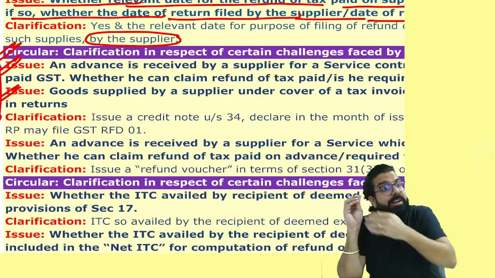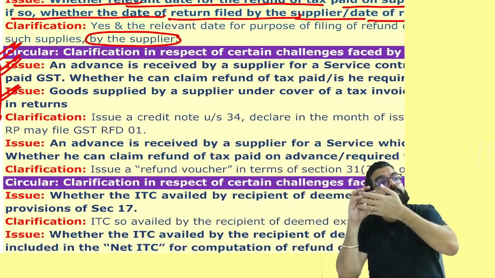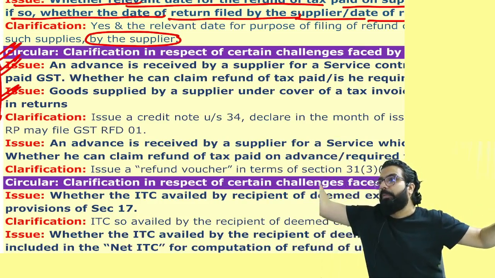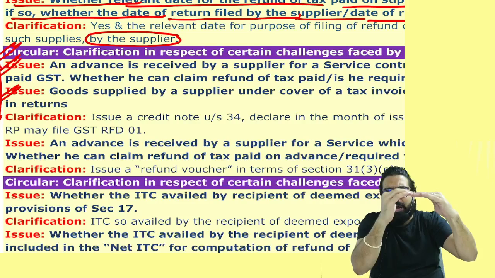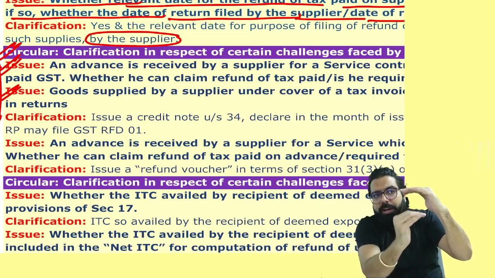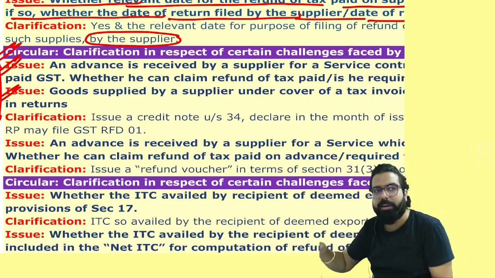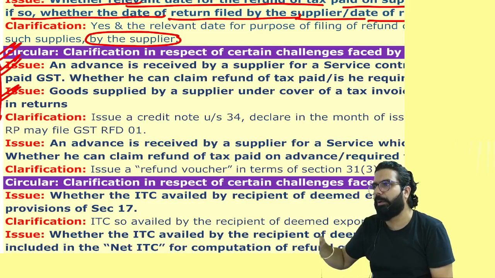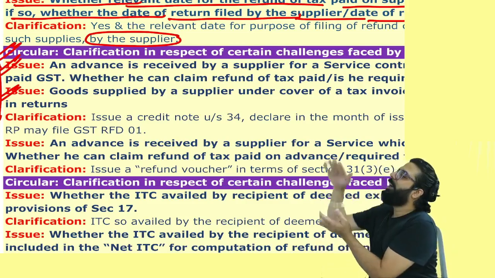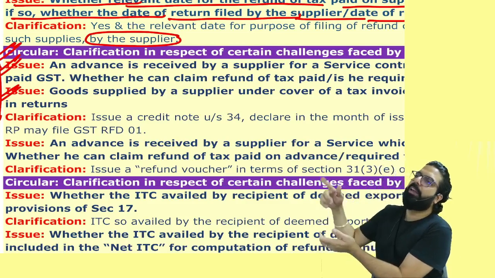I issued you a tax invoice. I already issued you a tax invoice and I paid the GST to the government. Against a tax invoice, I will issue a refund voucher or credit note. Credit note? Yes or no, everyone? If I issue a credit note, my liability will be adjusted. I don't have to file a refund application. But supposing this month I don't have to pay you anything, how do I adjust? That time you can file a refund application.